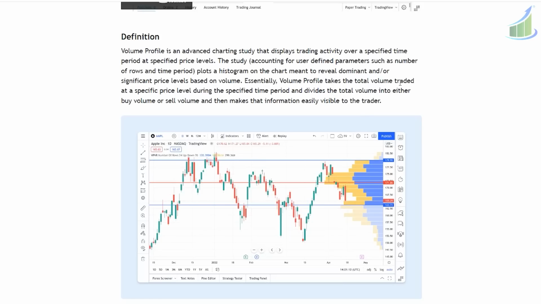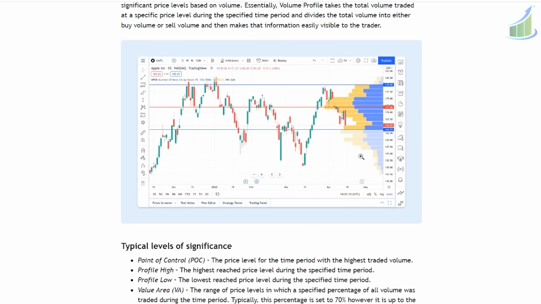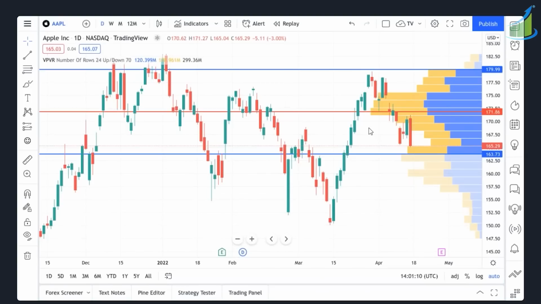Essentially, volume profile takes the total volume traded at a specific price level during the specified time period and divides the total volume into either buy volume or sell volume, and then makes that information easily visible to the trader. So, this is a very, very important indicator. A lot of information can be gathered. Where did the price remain for a longer period of time? If you see, this is the volume profile out here. Let me just make it bigger for you.